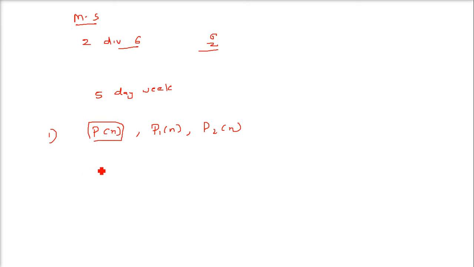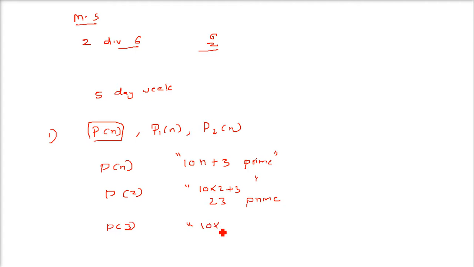For example, let Pn be a statement stating that 10n plus 3 is a prime. So what do we mean when we say P2? This means 10 into 2 plus 3. What is this? 23. It's a prime. But if you take P3, put 3 here: 10 into 3 plus 3, 33. It is not a prime. It is divisible by 3 as well as 11. Prime numbers are those which are only divisible by themselves or 1.